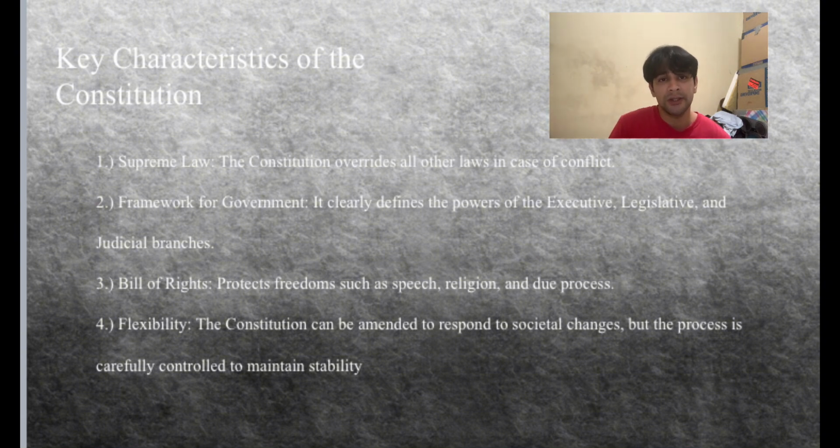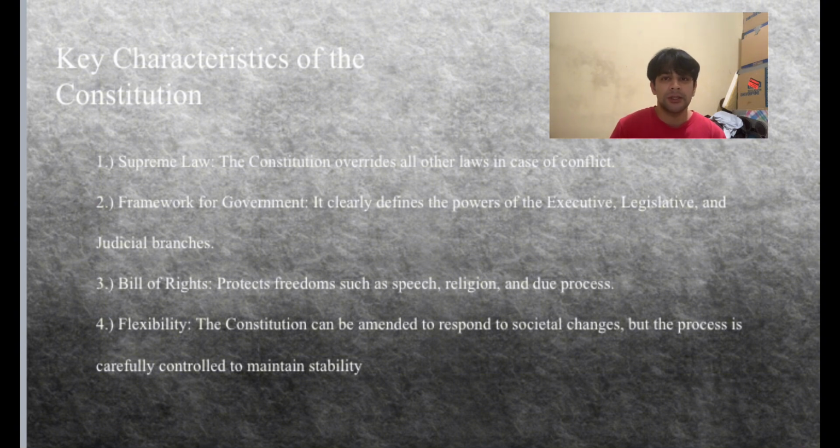Alright, next let's move on to slide 3. Key characteristics of the Constitution. The key characteristics are: the supreme law, then framework for government, third is Bill of Rights, and fourth is flexibility. So let's sum it up. A written Constitution is a formal document. It contains all the rules governing a country.